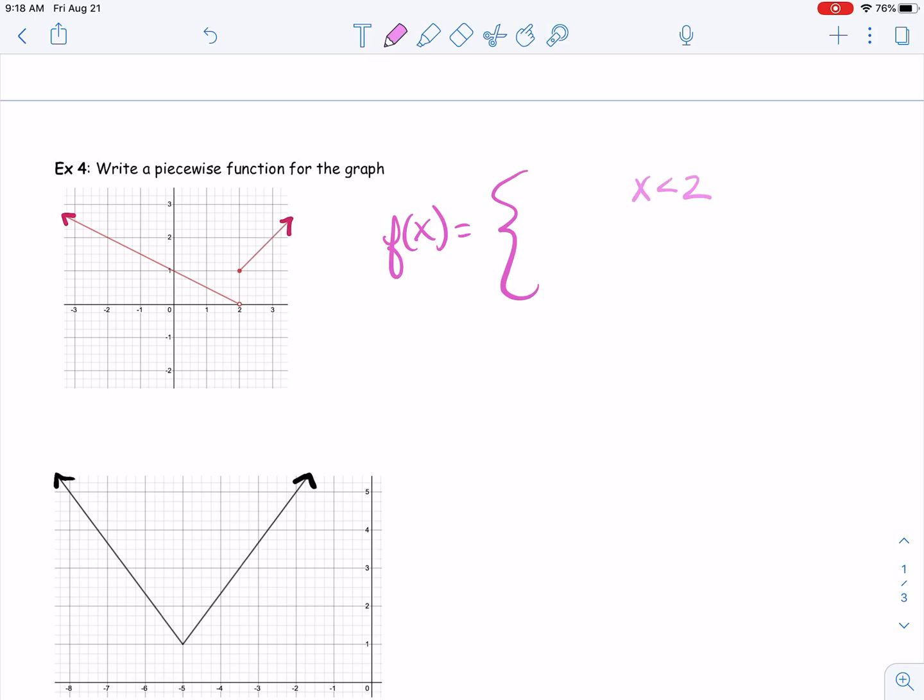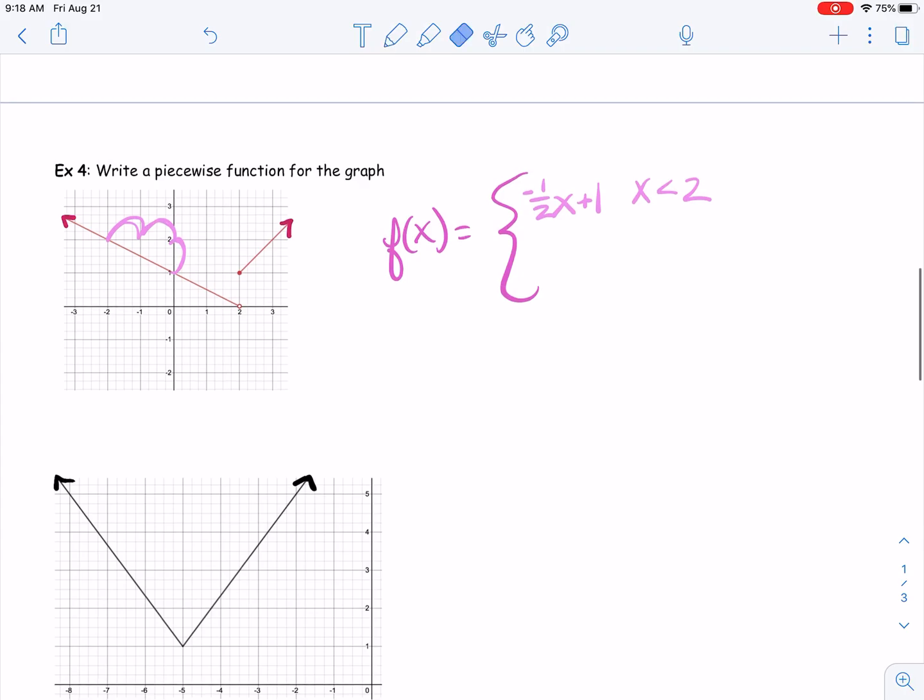Now I need to figure out what that equation is. Well, I know my y-intercept is 1. That's easy for me to see. And I can also really easily count my slope. That's rise over run. So up 1 and to the left 2, that would give me a negative 1/2 x plus my y-intercept of 1. This is something that you learned back in middle school, so hopefully it's coming back to your brain pretty easily.